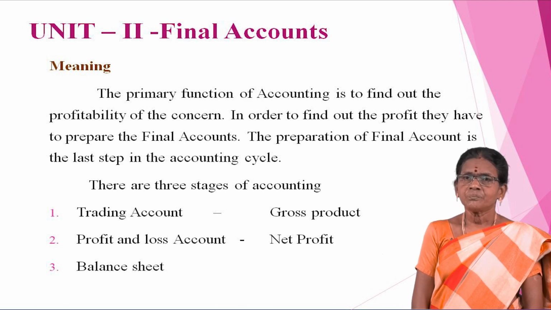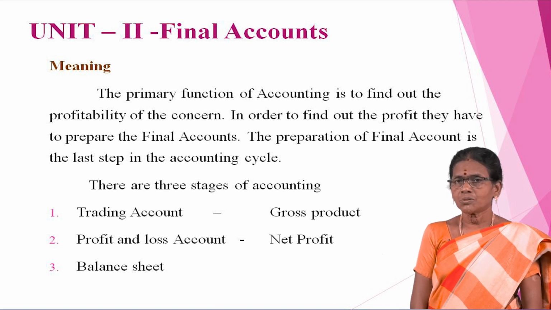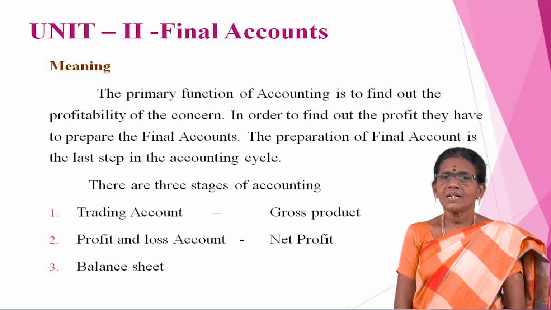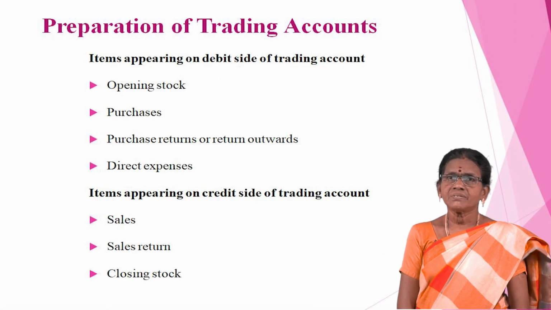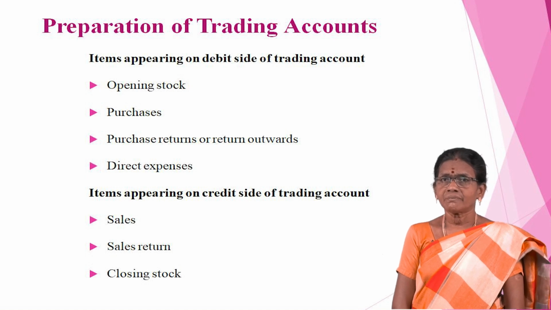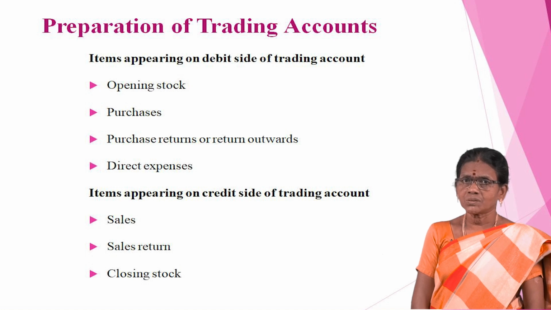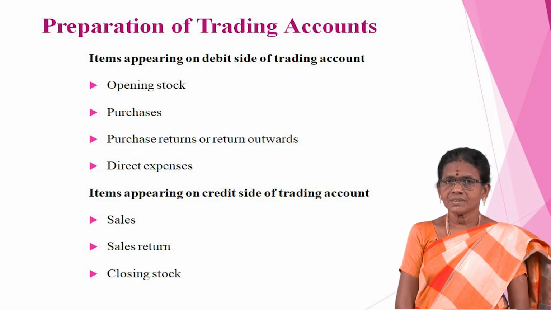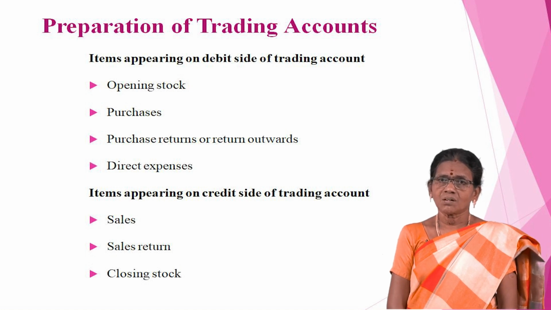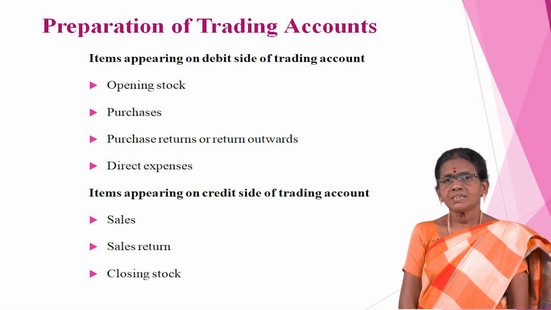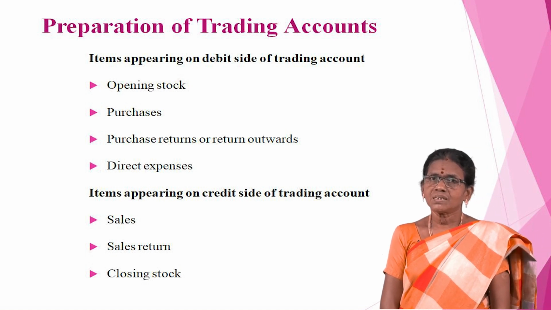In the first stage, we have to find out the gross profit. Then in the second stage, we have to find out the net profit. And in the balance sheet, the assets and liabilities should be tallied. Then the steps for the preparation of trading account. Items appearing on the debit side of trading account: opening stock, purchases, purchase returns or return outwards, then direct expenses, all the direct expenses. Then on the credit side, the sales value, then sales returns, then closing stock.